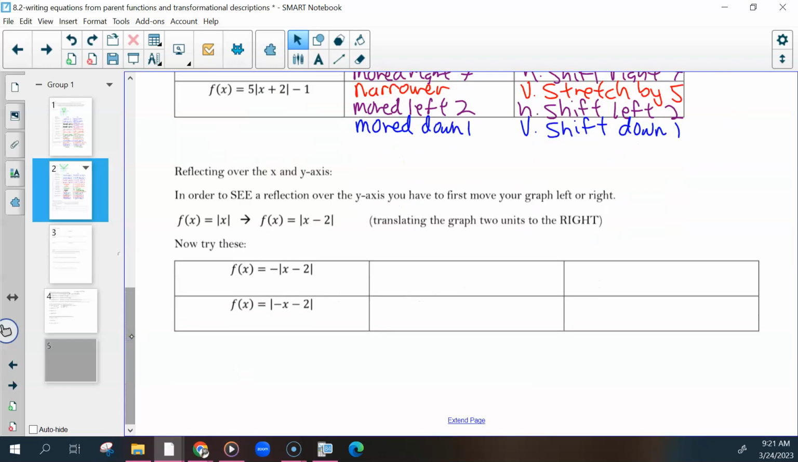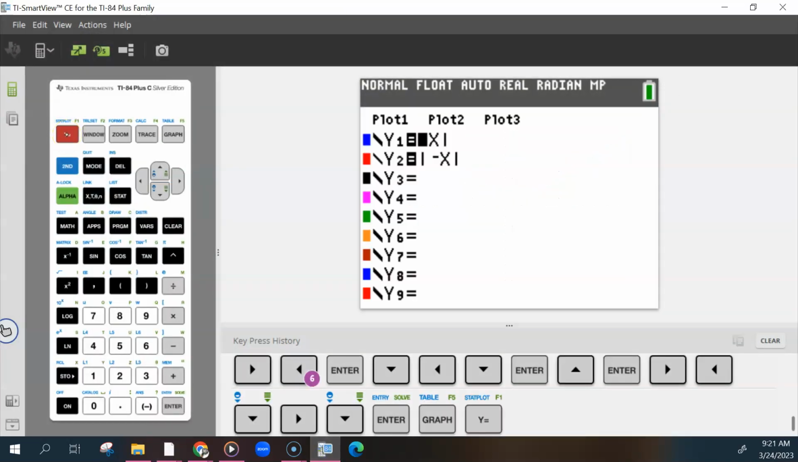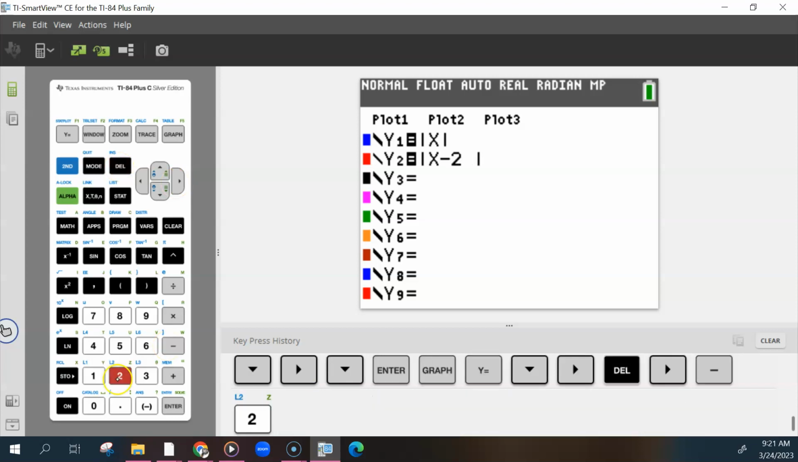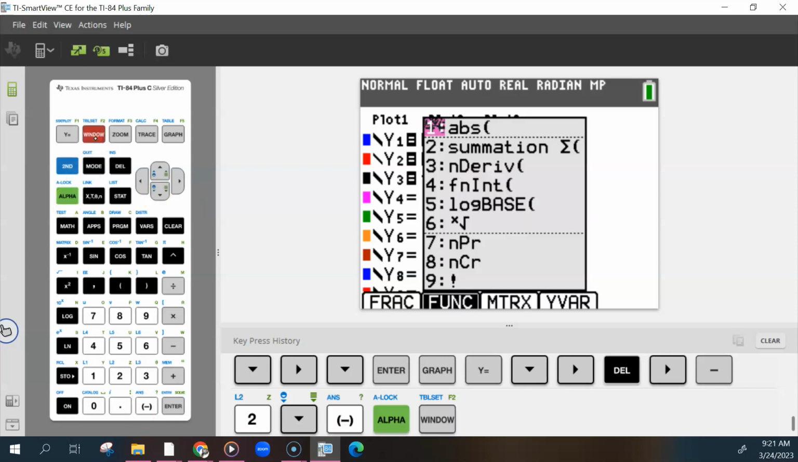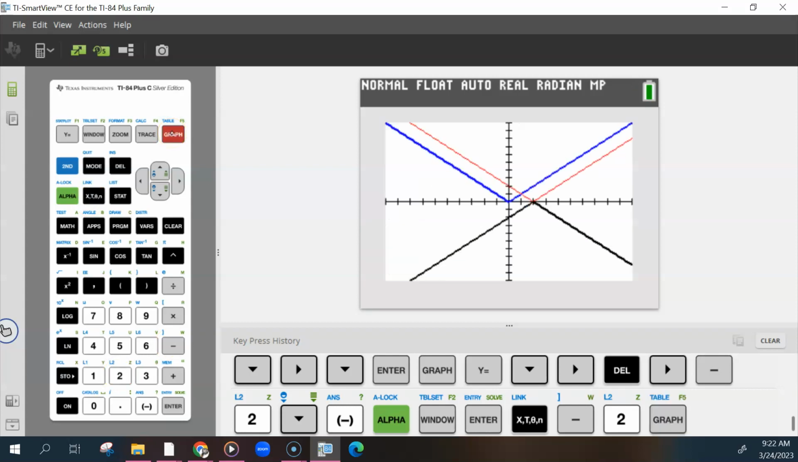I'm going to graph each set so you can see what happens. So this is our original, this is the one where it moves to the right, and this is the flip version. We'll talk about the last one here now. So that's our original. The red is it moved to the right. The black is it moved to the right and was flipped upside down.